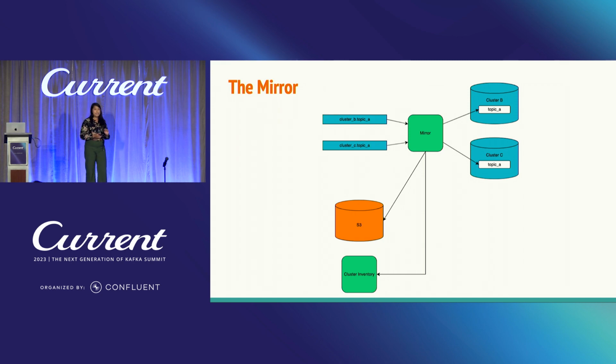It doesn't make any decisions on the routing, save for when it consumes a message off of a routed topic, it's going to produce that message to a destination cluster based on the name of that routed topic. So building on the example from the last slide, if it consumes a message from the cluster B.topic A routed topic, that message is going to get produced to topic A in cluster B.